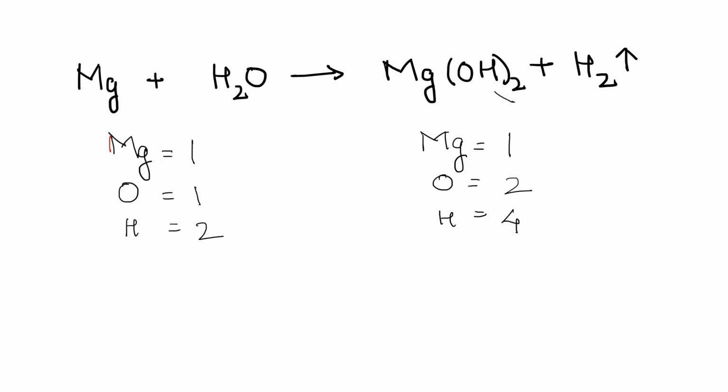So you can see magnesium is balanced, oxygen is not, and hydrogen is not. So we need to balance oxygen and hydrogen. Will we start with hydrogen or with oxygen? We will start with oxygen. That is why we have written this order. We are following this order.